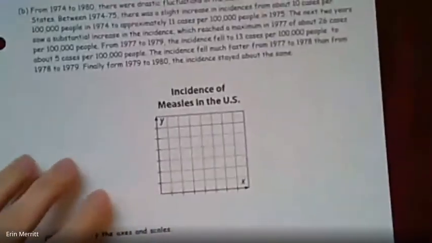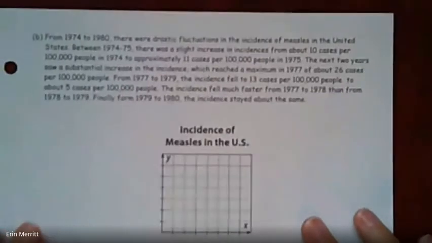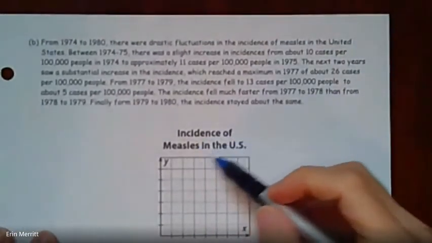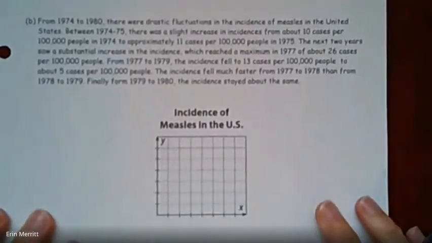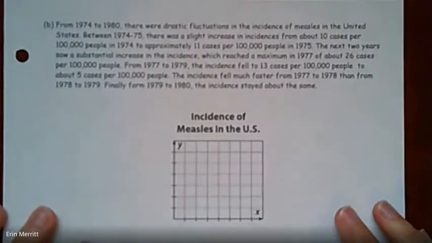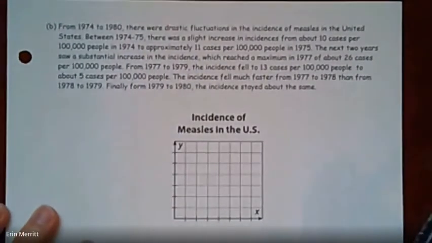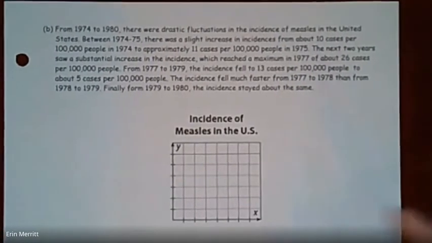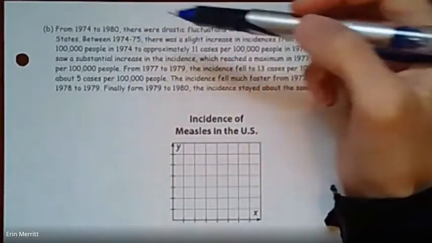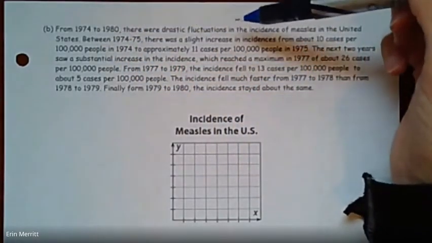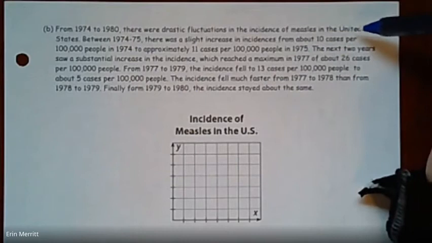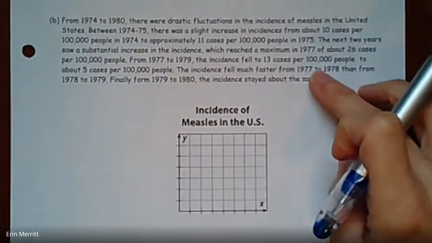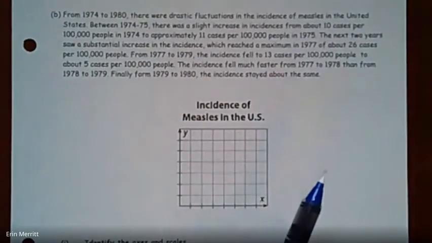When you look at the last page, here we've got the incidence of measles. So unfortunately, you guys, when you use real data, some of it's sad stuff. They don't really make data charts of rainbows and sunshine. Actually, maybe they do. You never know. But from 1974 to 1980, there's a drastic fluctuation in the incidence of measles in the United States. I want to take a look at, can we at least set it up?